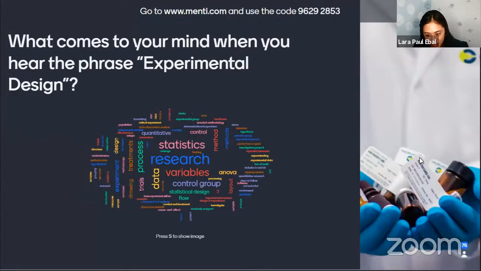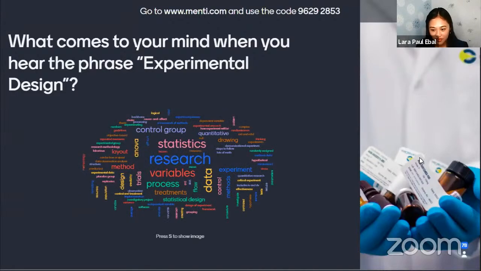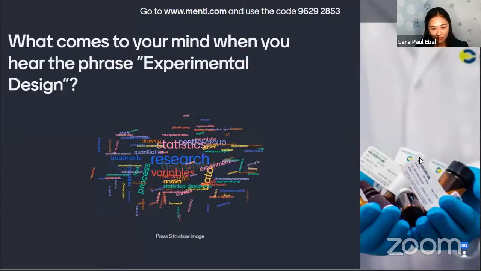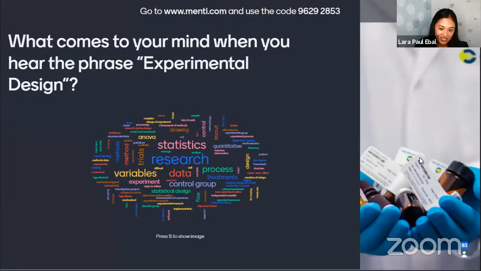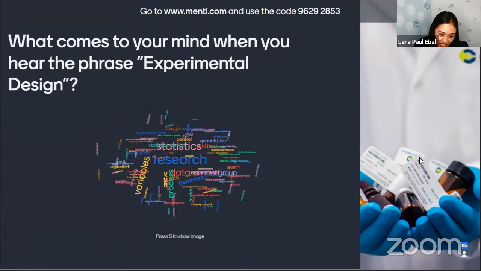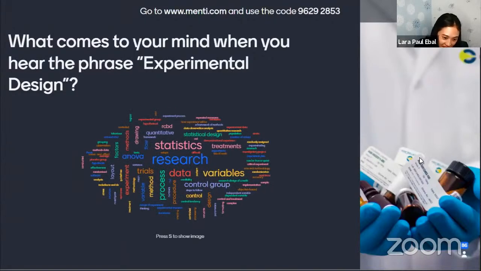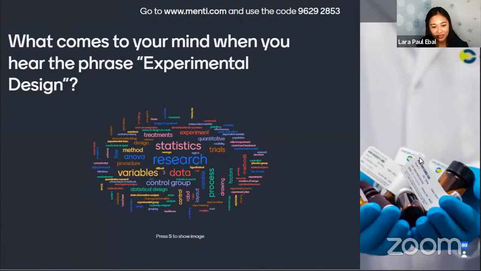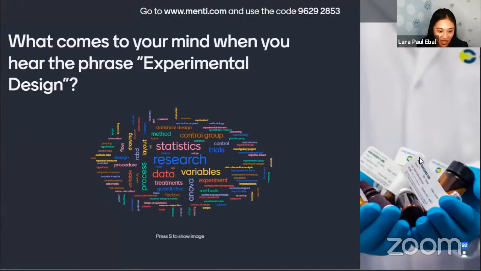So far, we have 75, 76 participants in this activity. Thank you for your time and effort. I have the idea. So ANOVA, yes, that's very common. RCBD, CRD. Variable process, difficult. Oh, that's sad. But it's okay. I will try to simplify things so that you'll be able to appreciate experimental design.